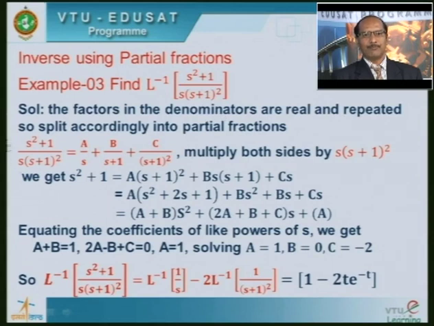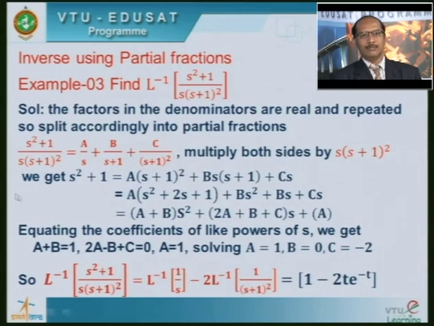So, as per the rule, for repeated linear factors, the partial fractions are written as follows. For the non-repeated factor, first you write A divided by S. Next, for the repeated linear factor, S plus 1 and S plus 1 whole square, B divided by S plus 1 plus C divided by S plus 1 whole square. In this way, the terms are written into partial fractions. Now, the problem is to find the values of A, B, C. For that, we multiply both the sides by the denominator term S into S plus 1 whole square.